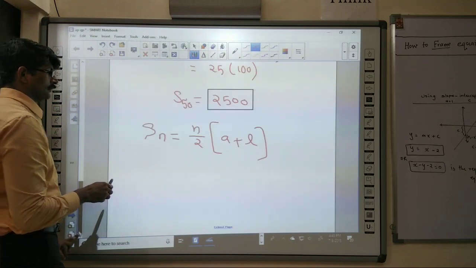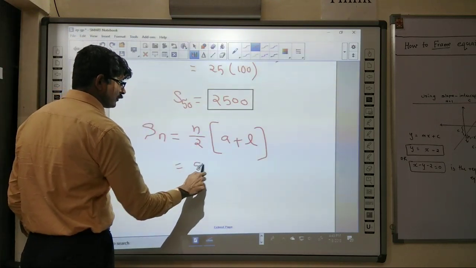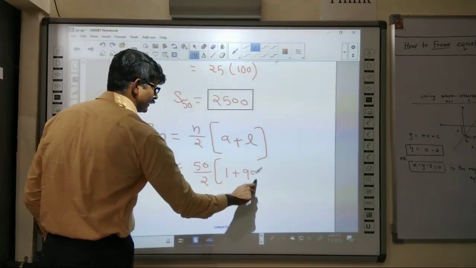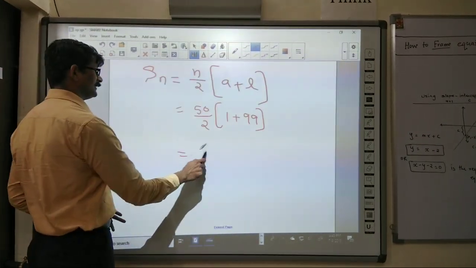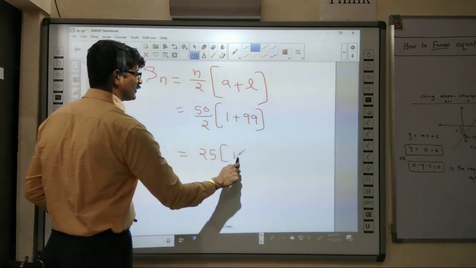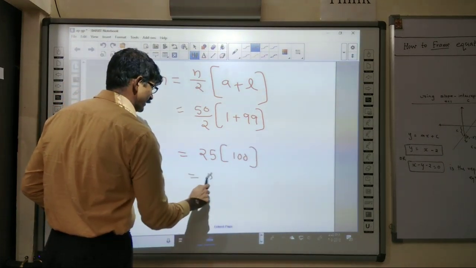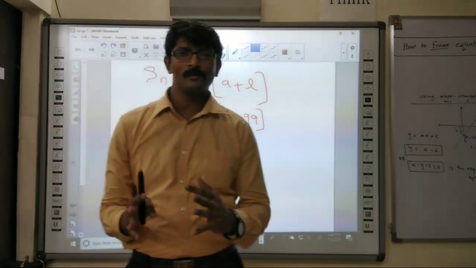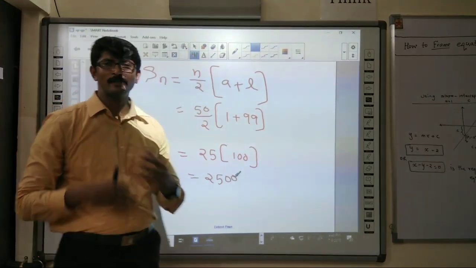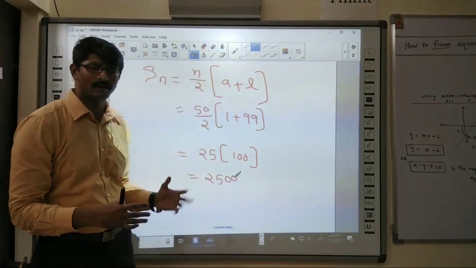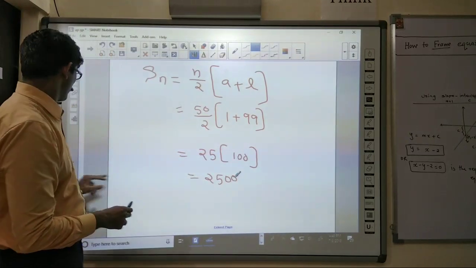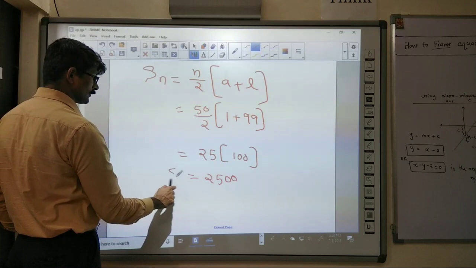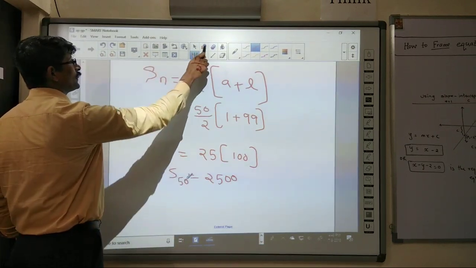It's simple. n, which is 50, by 2, in bracket 1 plus 99. And students, magic, isn't that? This is 25 into 100, which is the same as 2500. So both formulas work. So you have to identify which formula you will use and when and how. See, in both ways we got the same answer. Over here S50 is 2500 and over here also S50 is 2500.